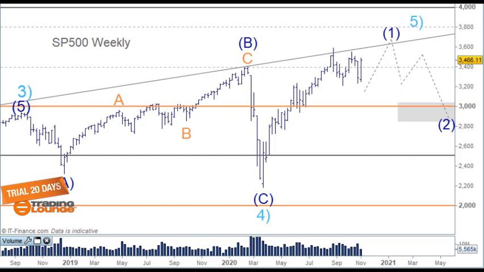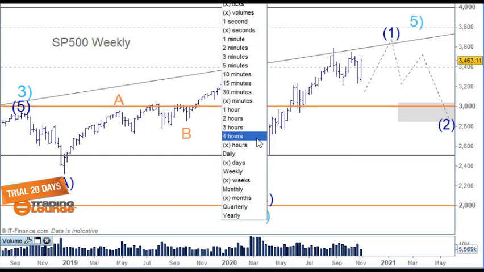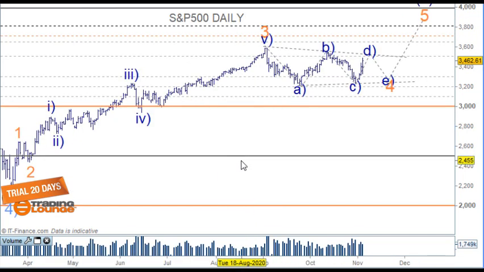Starting on the weekly chart, we're looking at the wave 4 low, and we're counting 5 waves up here for wave 1 or wave 5. Currently we are looking at this particular correction as wave 4, and then up for wave 5. So let's go in and have a look at our corrective pattern.